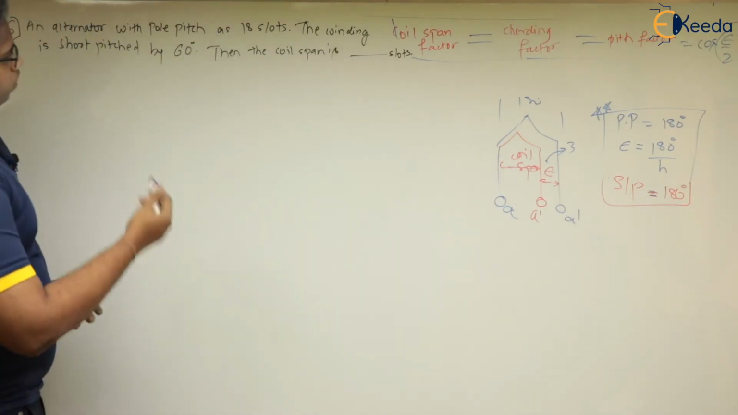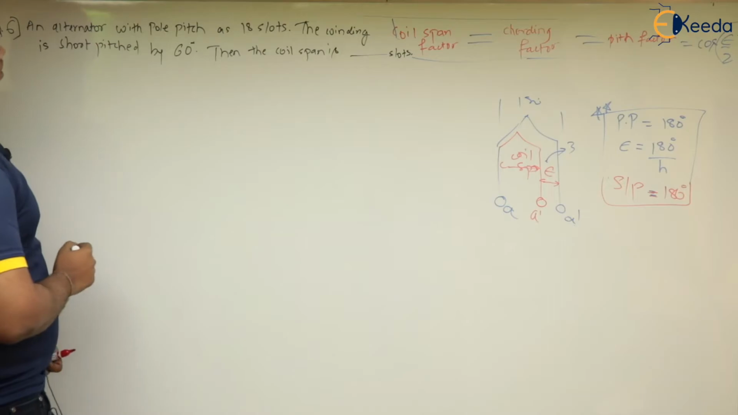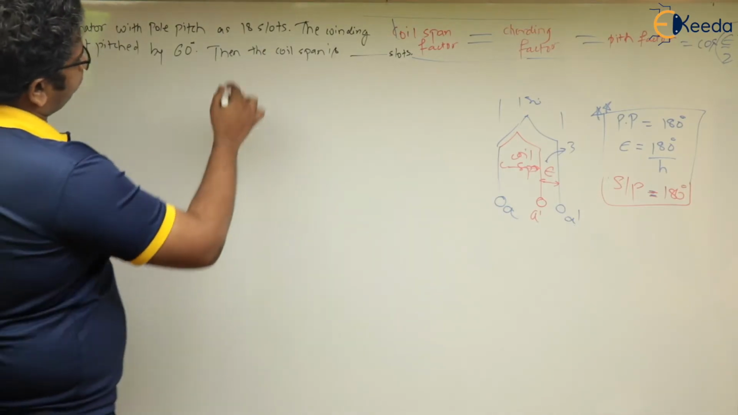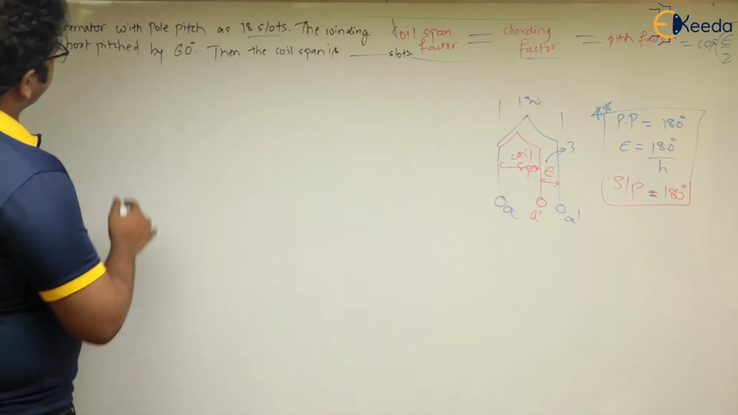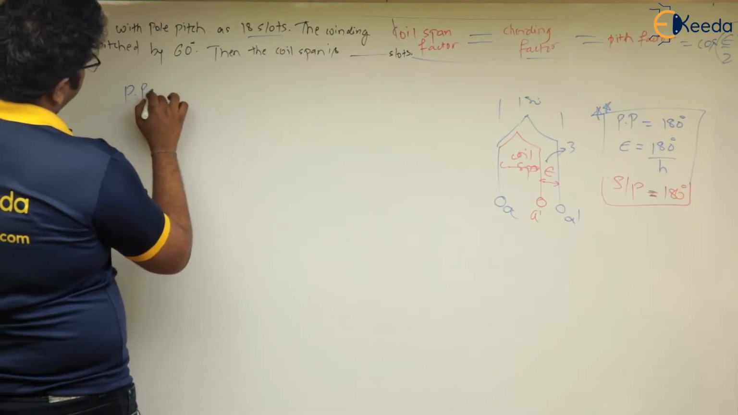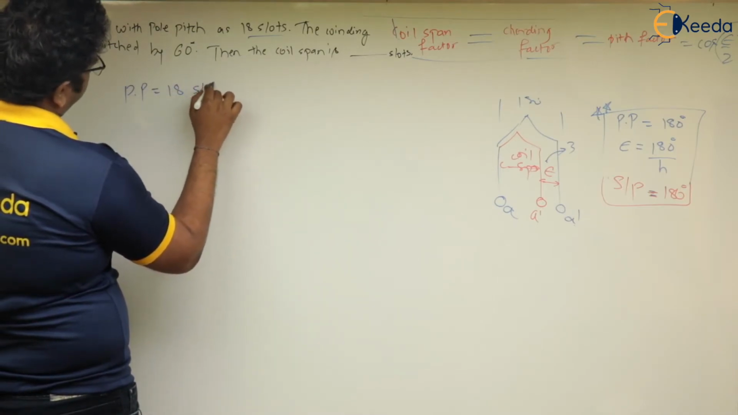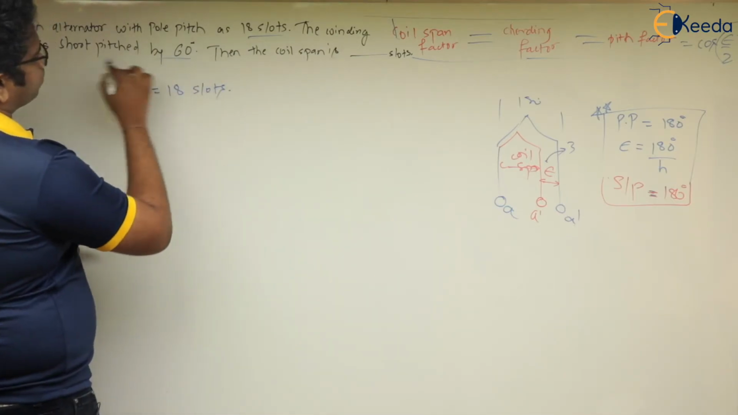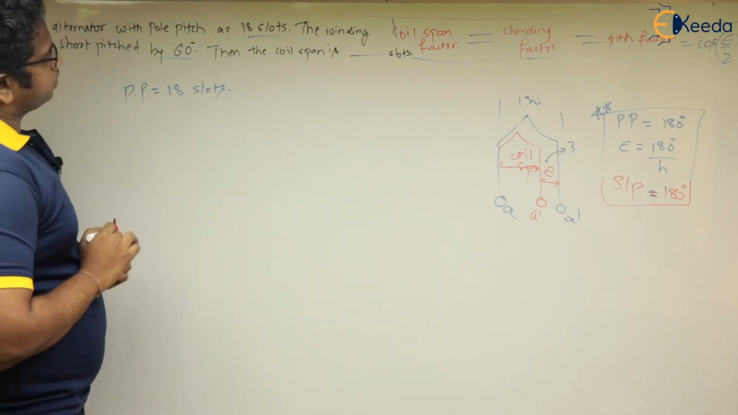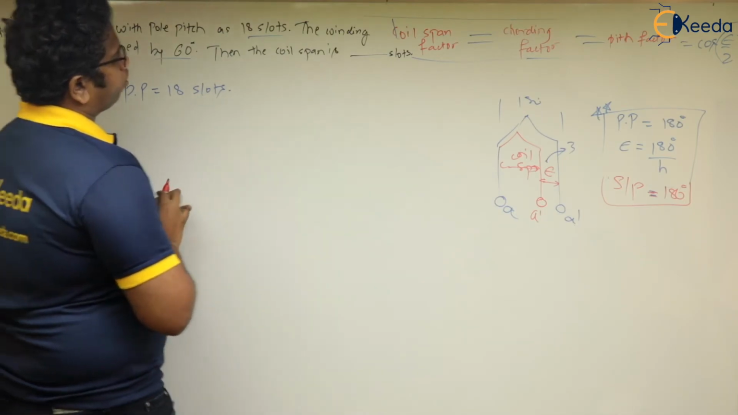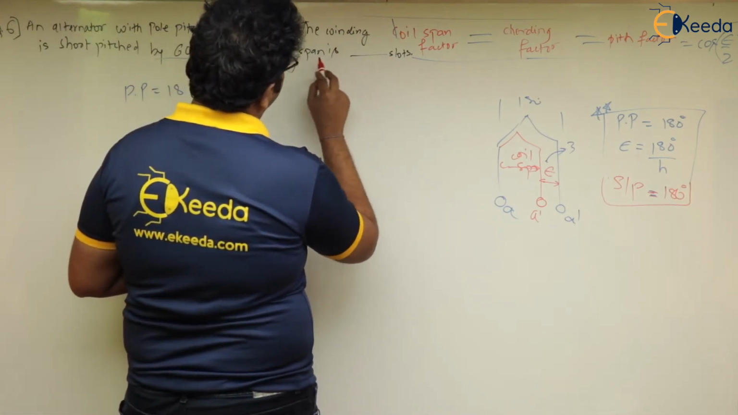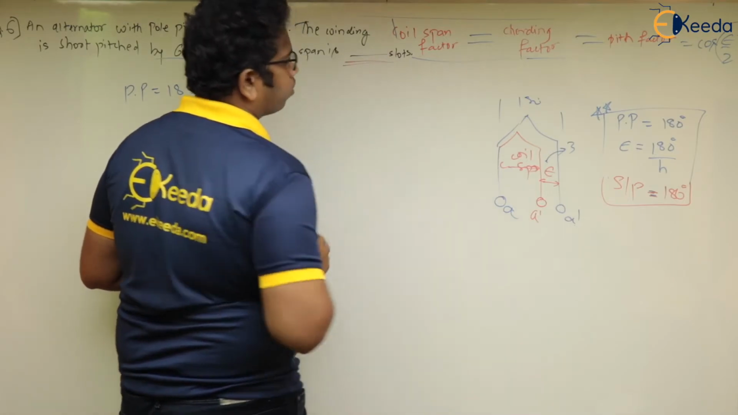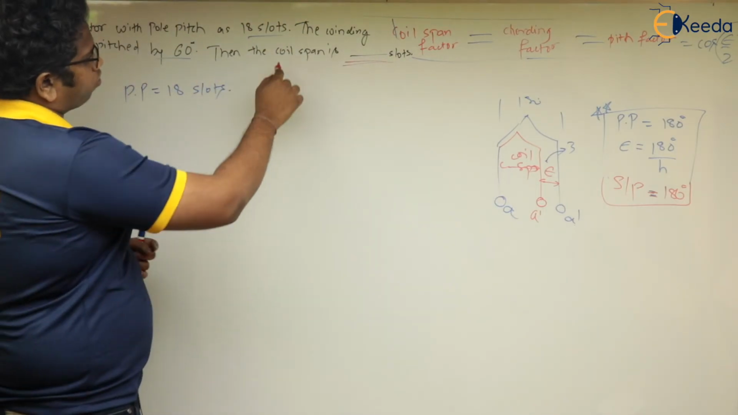Yes, see here. What are they asking here? They are asking that an alternator with pole pitches 18 slots, pole pitch is 18 slots, and the winding is short pitched by 60 degrees. Then they are asking the coil span in slots. How many slots is the coil span they are asking?